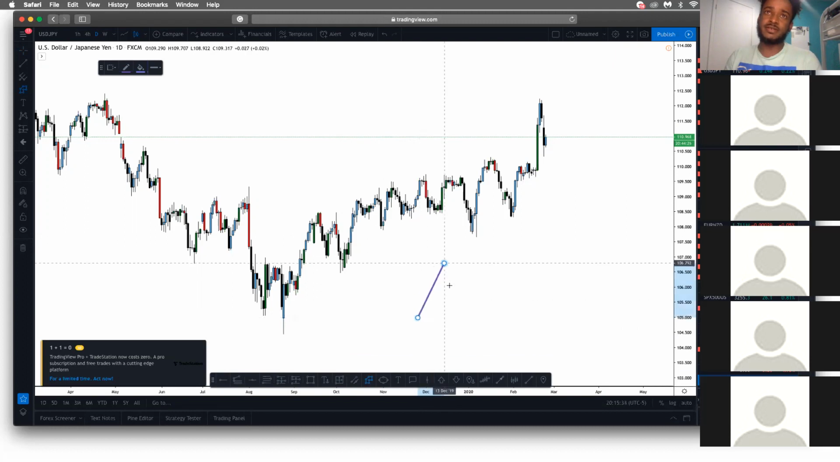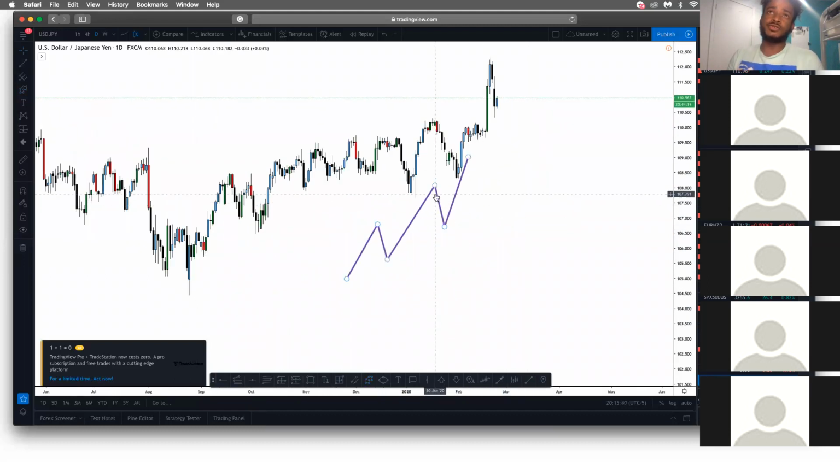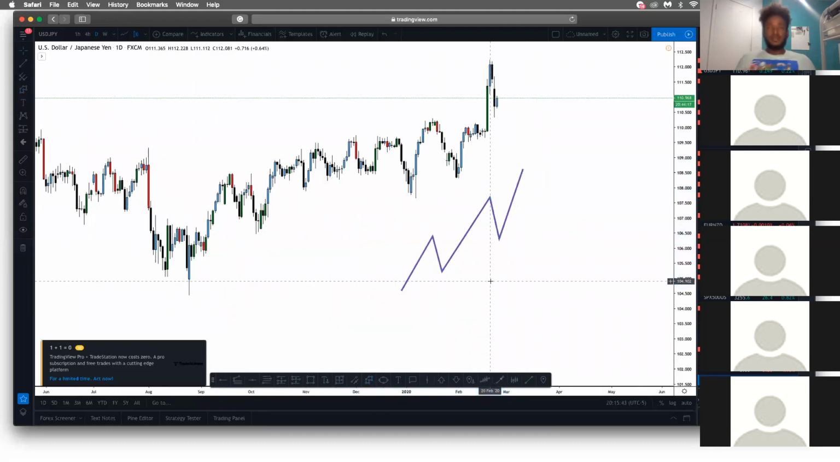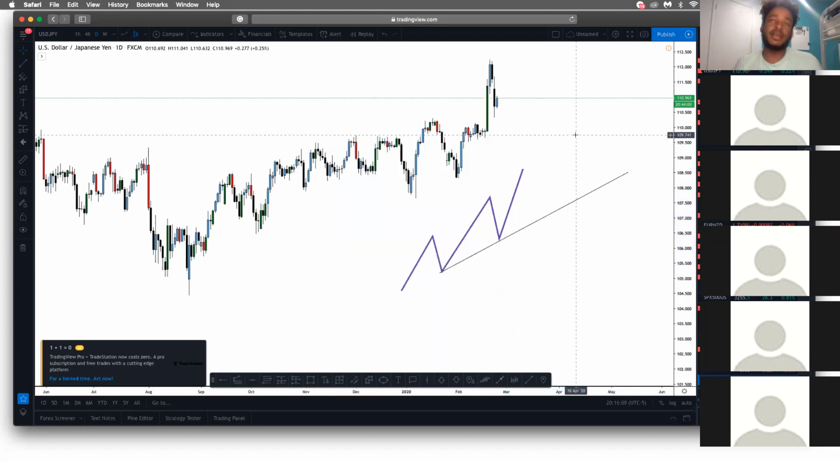So basically, you have an uptrend, right? And the trend line is drawn, in an uptrend, from the latest two higher lows, right? On an uptrend, the latest two higher lows. So if we draw this trend line like this, that is connecting the latest two higher lows, right?